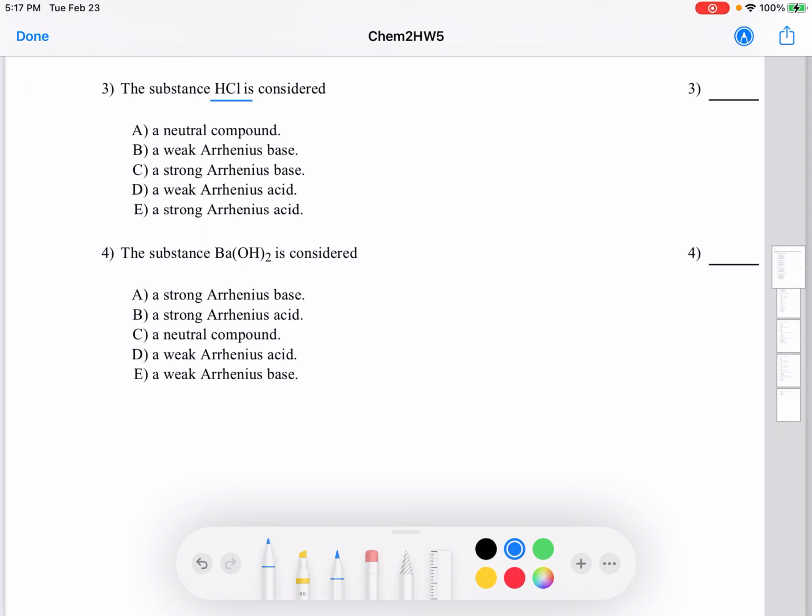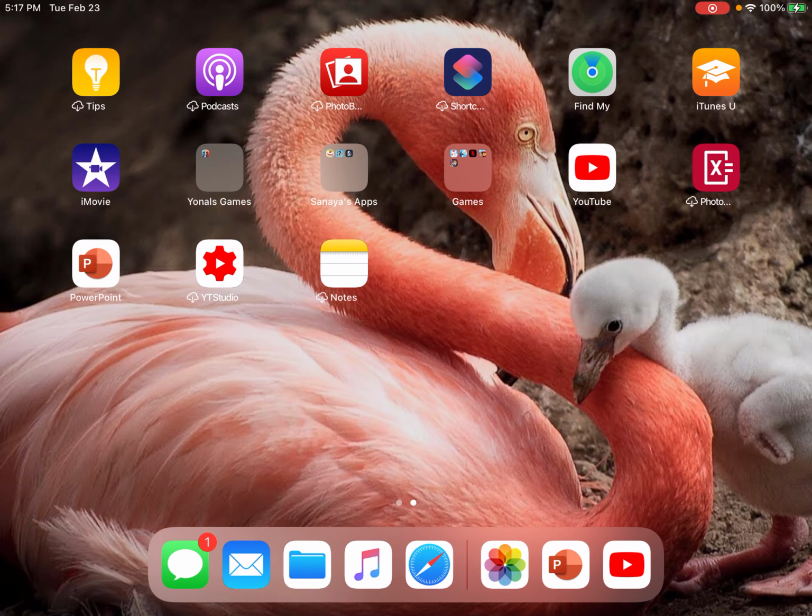Okay. And then the substance barium hydroxide is considered. Now this is a hydroxide, right? So how do you know whether you have strong bases or weak bases?